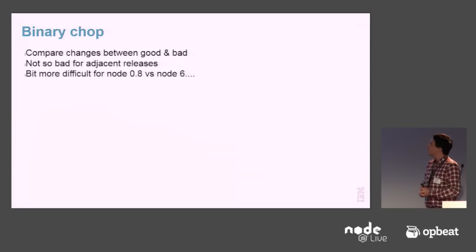Another way that we could try and find the difference between these, as I was saying before, is to binary chop the change sets, which is all right in this case because we were looking at two adjacent versions of Node. But if you were upgrading from Node 0.8 to Node 6, you'd have a few more change sets to look through, and it might take a bit more time.